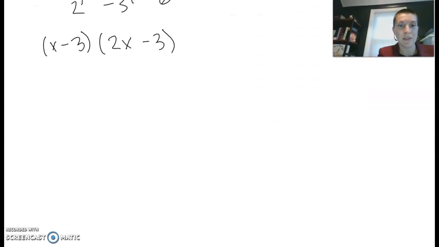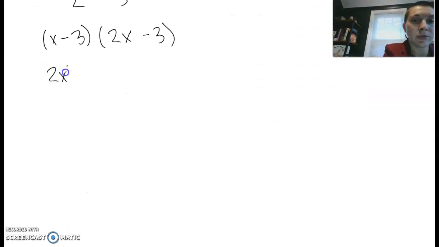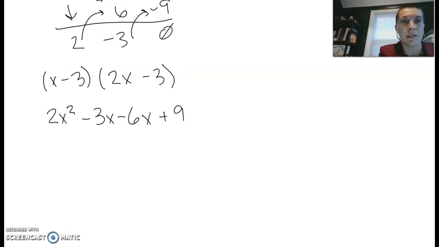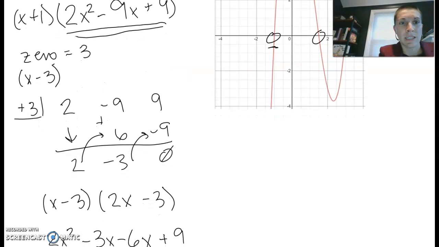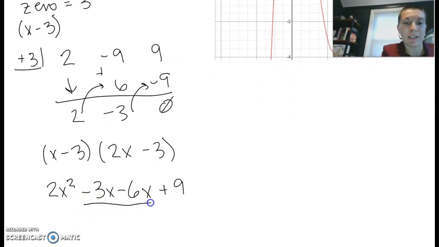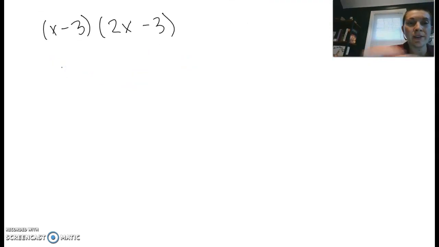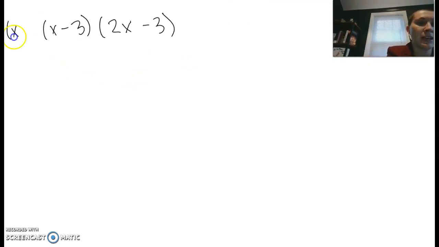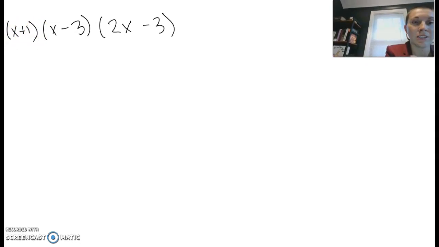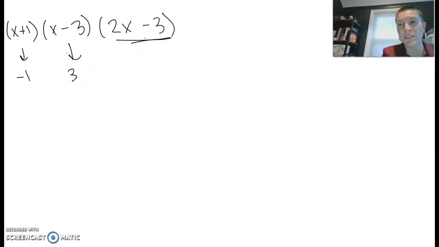minus 9x plus 9. So we're going to say we get 2x squared minus 3x minus 6x plus 9. Let's see, looks like we got it correct. Remember that these will simplify down to minus 9x, so we'll have 2x squared minus 9x plus 9. So this is our correct last factor. So we now have x minus 3 and x plus 1 as 2 of our factors, from which we have already gotten 2 of our 3 zeros, right? Negative 1 and 3. And finally, this last factor is in a form that we can actually work with.